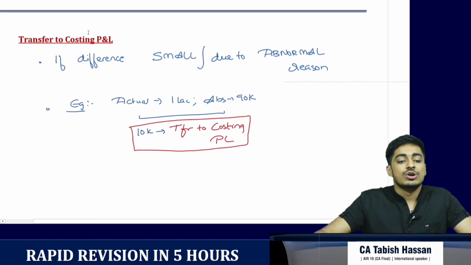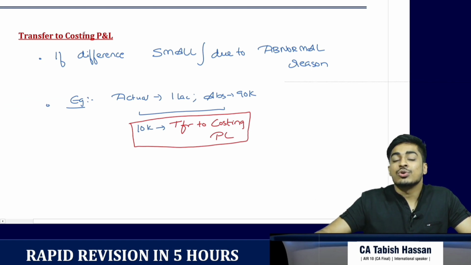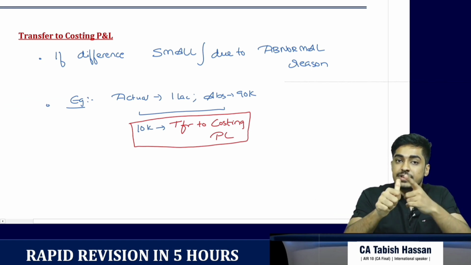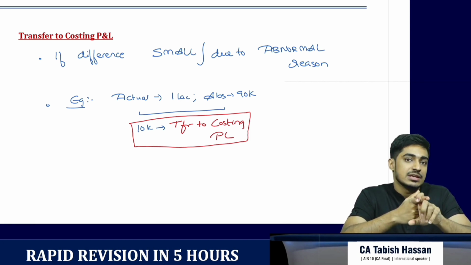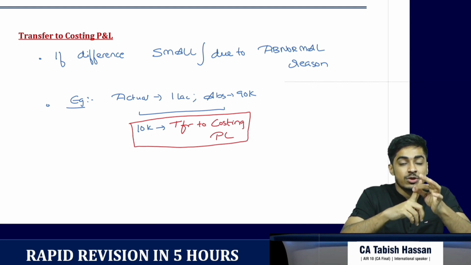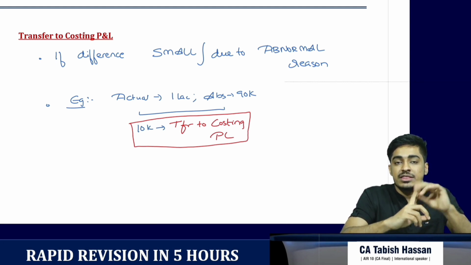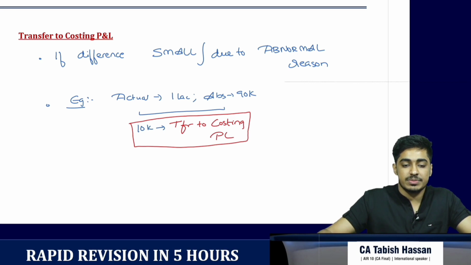Okay. Next thing is to transfer the under or over absorption to costing P&L. When do we do this? We do this if the difference is small or if the difference is due to any abnormal reason. We've already discussed if it is due to abnormal reason, we will not let it impact the normal cost. So we transfer it to costing P&L.